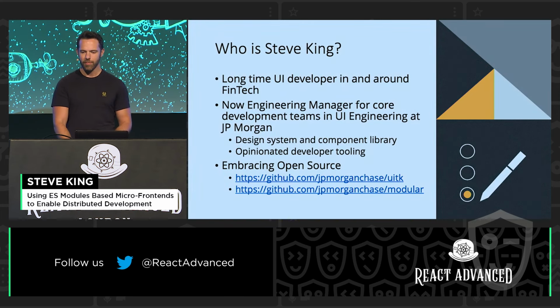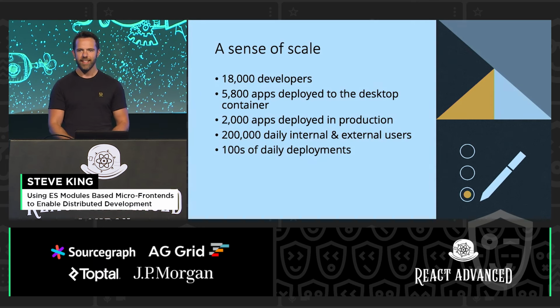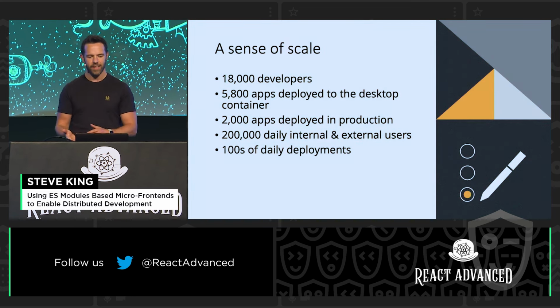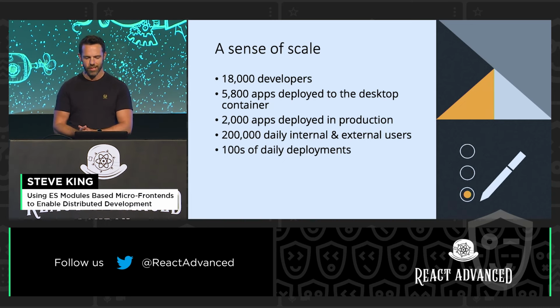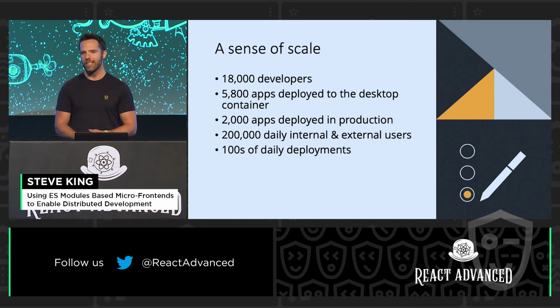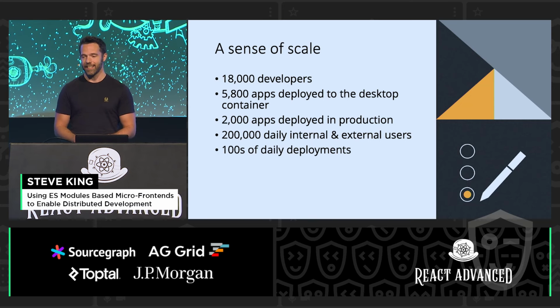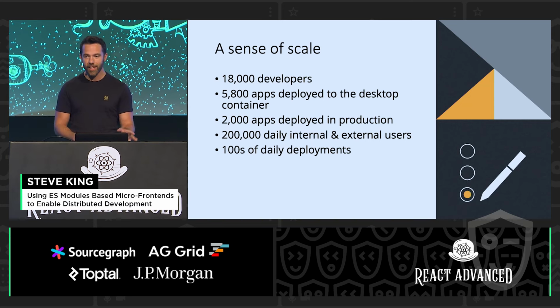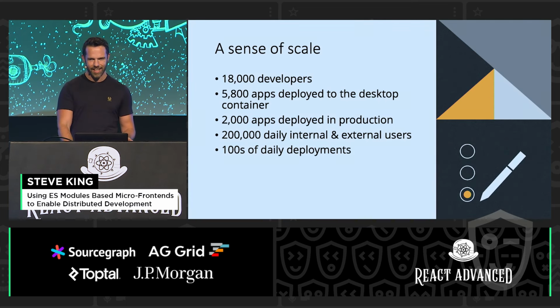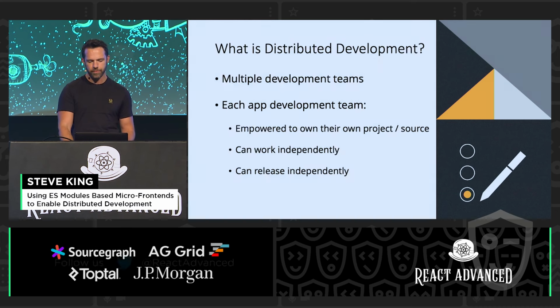The kind of places that I've worked at before, I said it's always in fintech. Some of those organizations are really small. And when I came to JP Morgan last year, I had no real sense of the scale that I was going to be facing. Across the bank as a whole, we have 50,000 developers, I think, 18,000 of which are in our division, and they're deploying about 5,800 applications into one of our container types, which is a desktop container. 2,000 of those are in production. They service about 200,000 daily users, and there's hundreds of deployments going on every day.